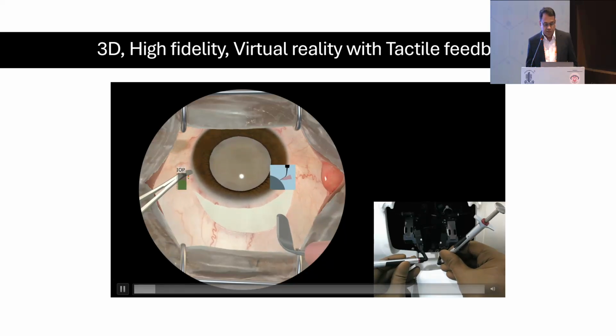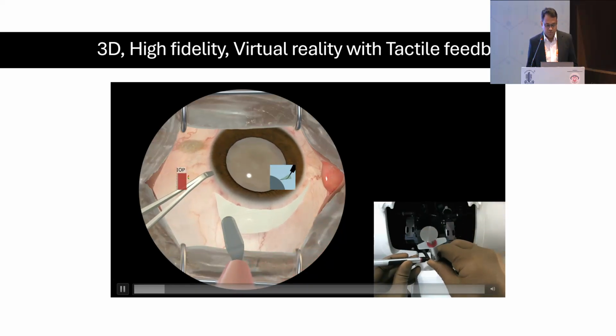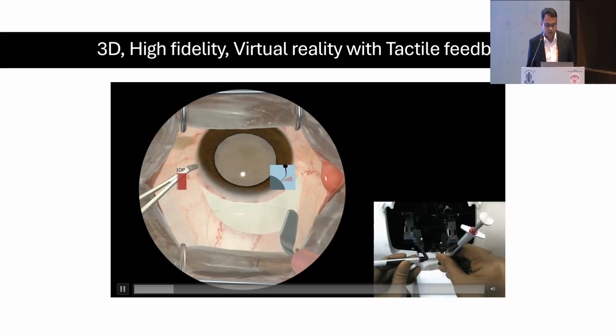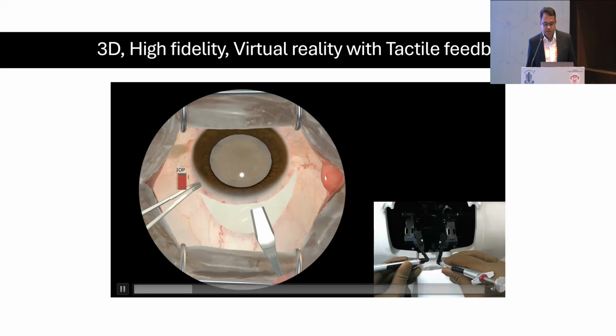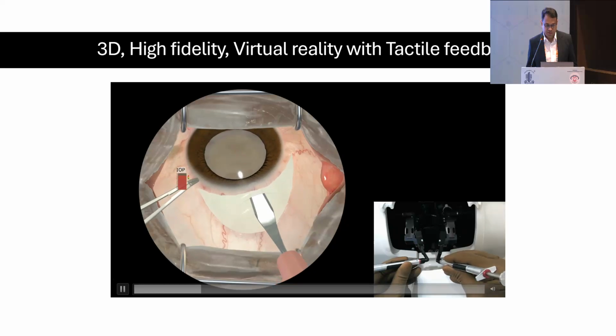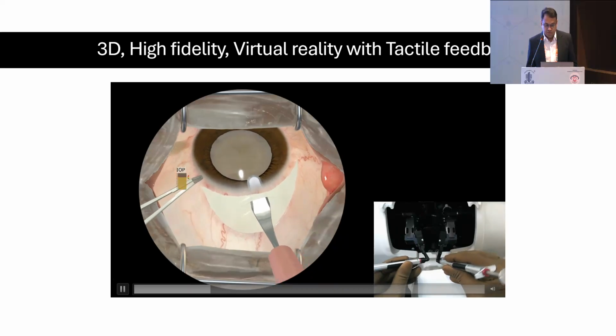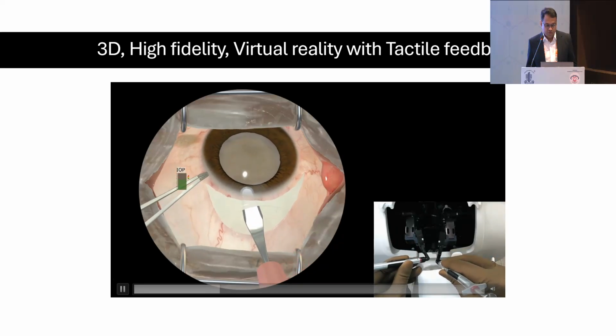As you can see here, the tunnel construction step is being performed. We have the crescent in the right hand and the Colibri forceps in the left hand. And as you perform the scleral groove, you can actually feel the resistance that the sclera offers, the resistance that we feel while dissecting the sclera and the cornea.